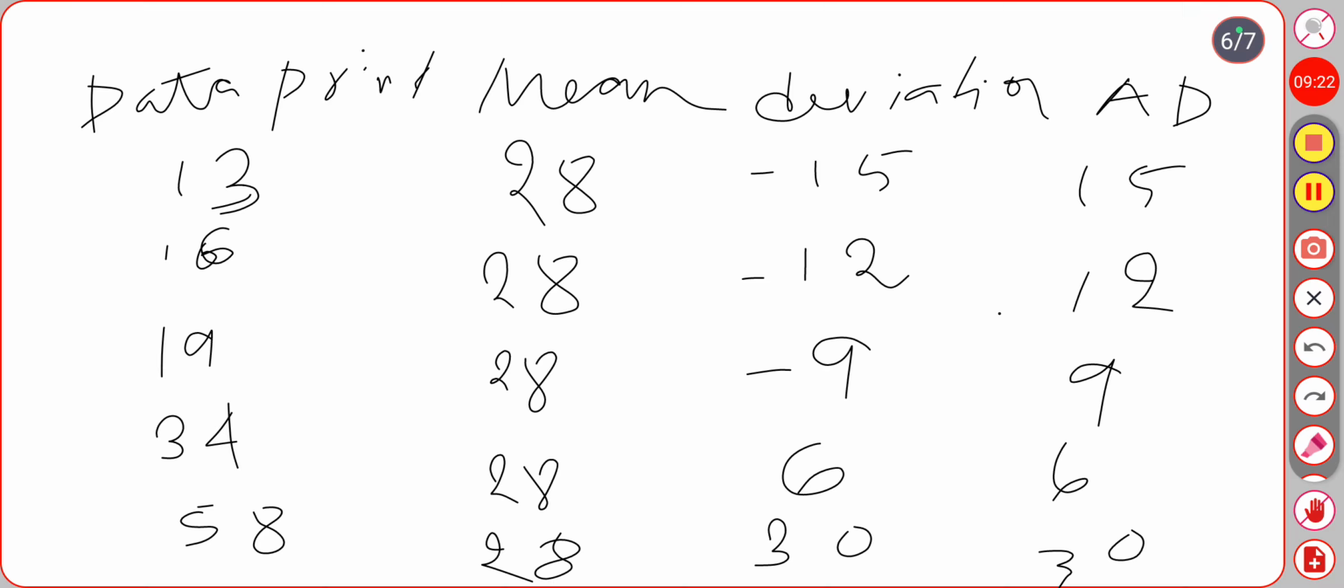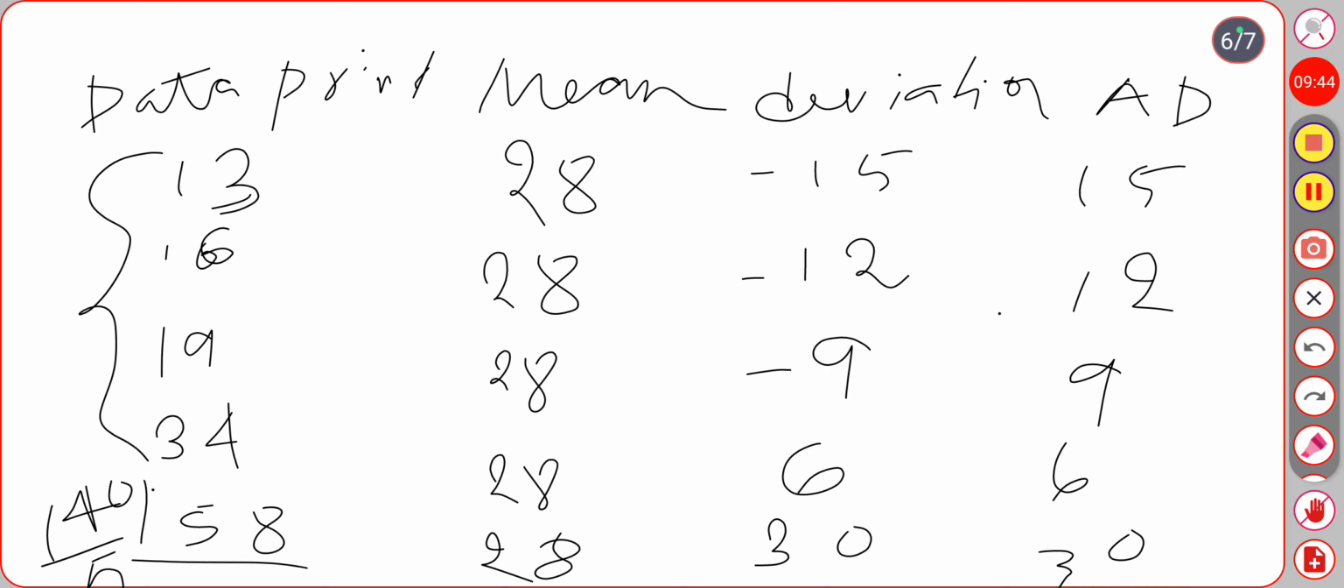So this is our data. The data points are 13, 16, 19, 34, 58. The mean is 28. Mean means if we add them, we get 140, divided by 5. If we add all these values, we get 140. You can check on your own, and then we get the mean. Their mean value is 28, so we can write 28 here.